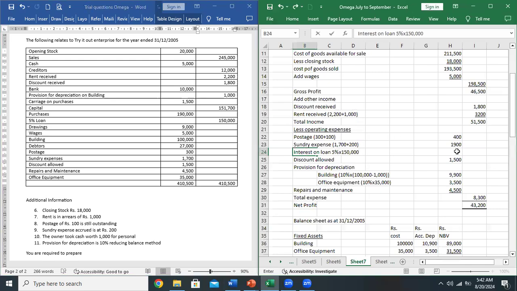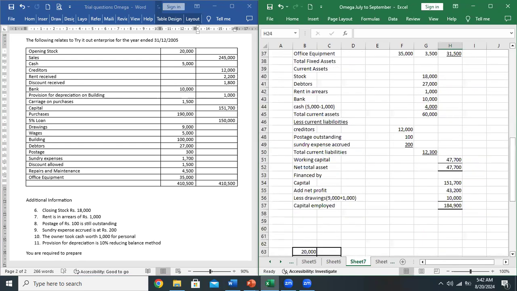Whatever value you get, you put it there as your interest on loan. In the balance sheet, you also consider this interest on loan, but you consider only the amount of interest they haven't paid. So most of the time, the question will give you a clue that out of this interest, maybe they have paid 5,000 or they have paid 3,000.